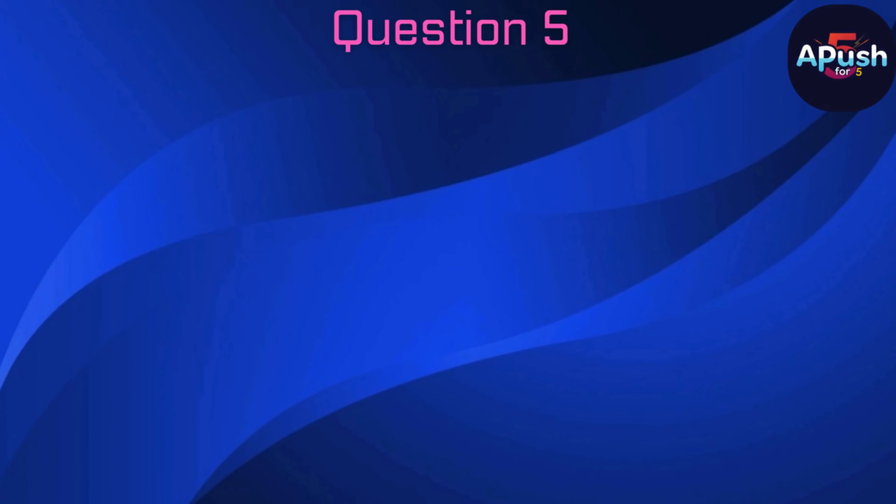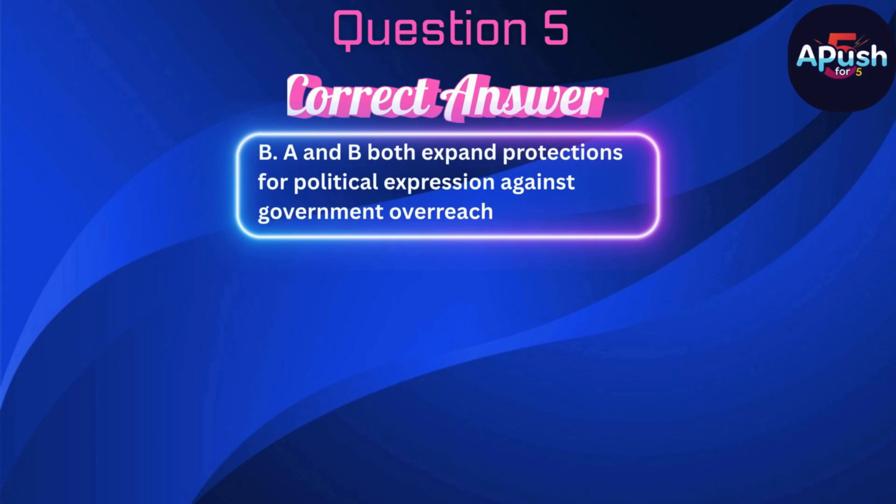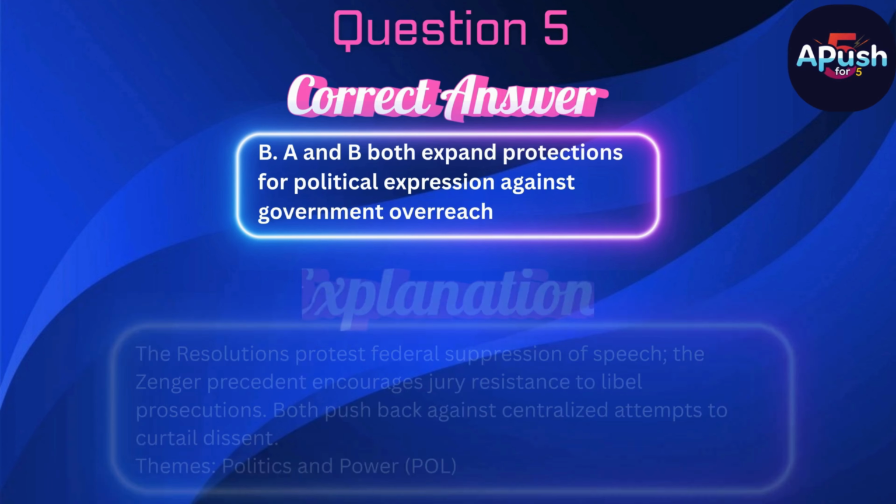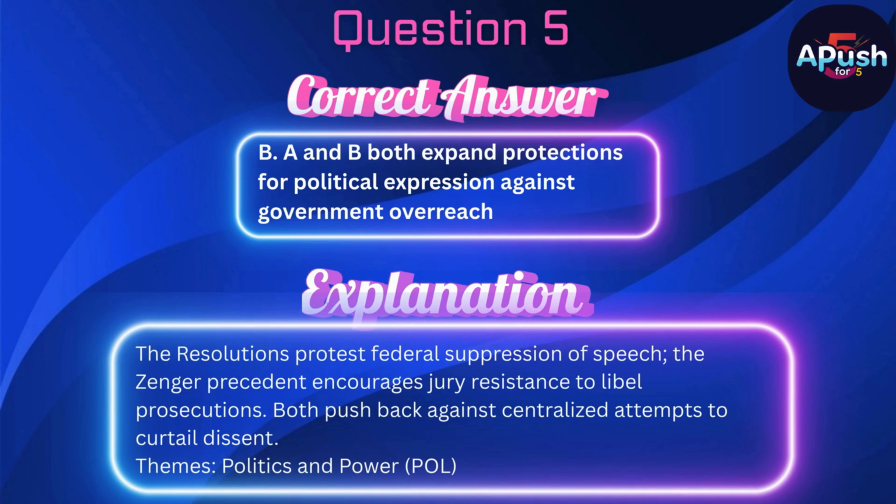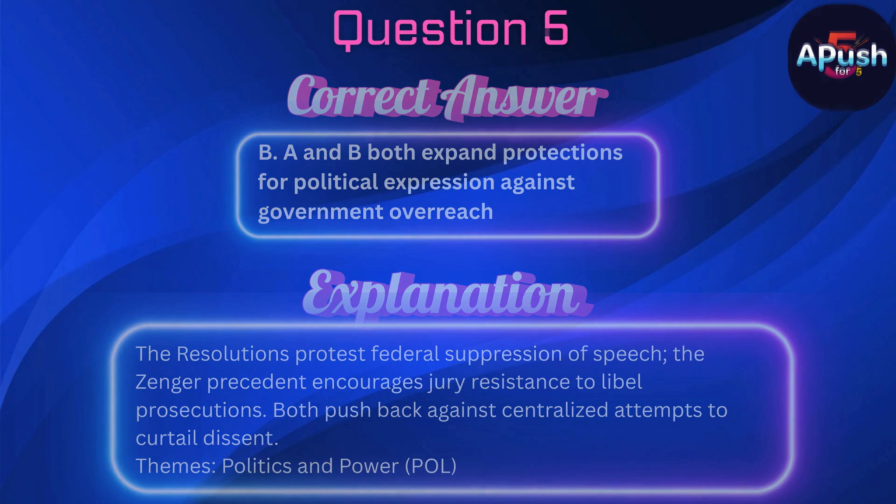The correct answer is B. A and B both expand protections for political expression against government overreach. The resolutions protest federal suppression of speech. The Zenger precedent encourages jury resistance to libel prosecutions. Both push back against centralized attempts to curtail dissent.